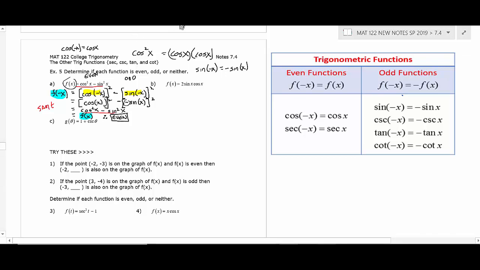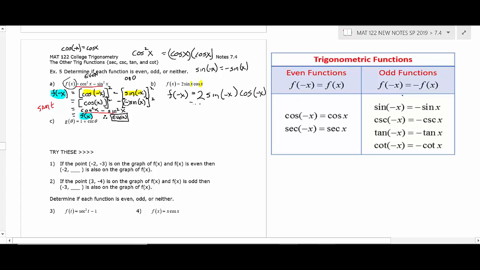Okay, let's go to the next one. Again, you're going to start this proof the same way. We're always going to start this way: f of negative x equals. Don't start these problems any other way. Then everywhere you see an x, replace those x's with negative x's. So you would have sine negative x, cosine negative x like that.